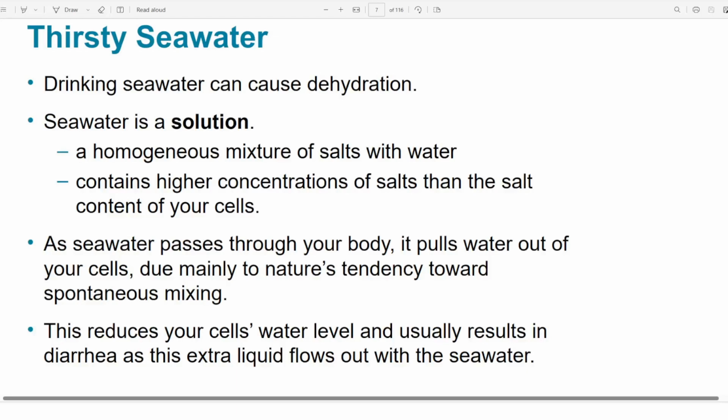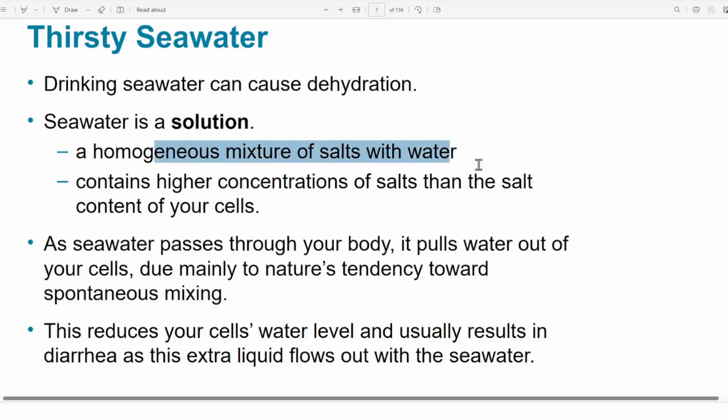The first solution we'll discuss is seawater. As you probably know, drinking seawater can cause dehydration and diarrhea. This is because seawater is a solution, primarily a solution of sodium chloride in water.